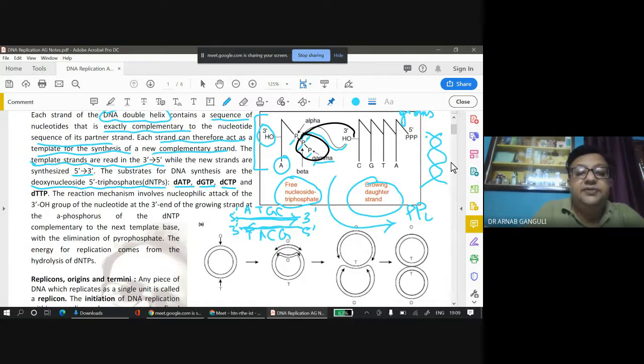The reaction involves a nucleophilic attack. This is the nucleophilic attack. This attack is the nucleophilic attack of the 3' OH group at the 3' end of the growing strand, and the strand elongates. So this is the basic biochemistry behind it.